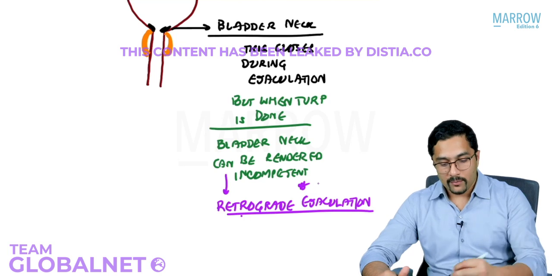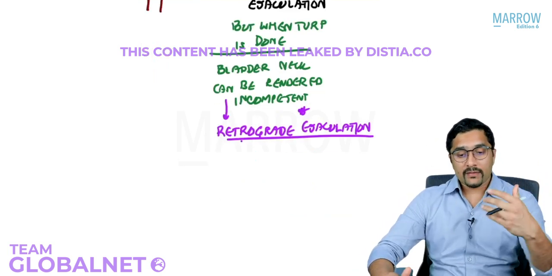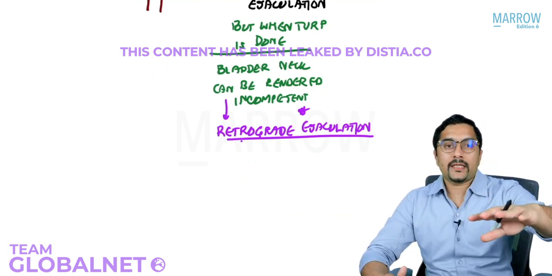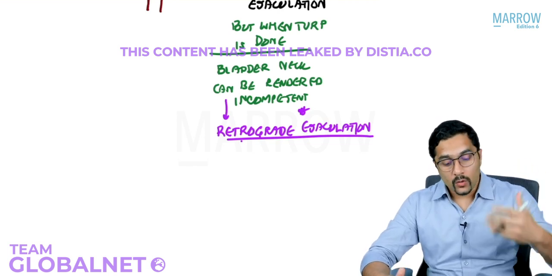This is the most common complication following TURP. So retrograde ejaculation can occur. Patient will say that during intercourse, no semen is coming out, and later on the semen comes out in the urine. So it goes into the bladder.